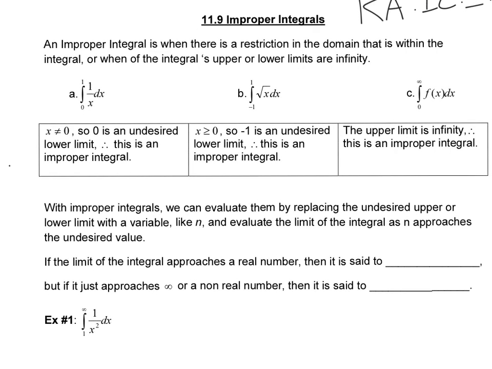So we can evaluate them by replacing the undesired limit, upper or lower limit, so here was infinity, here was -1, here was 0, with a variable like n, and then we can evaluate the limit of the integral as n approaches the undesired value. I'll explain how to do that in a second. And so we're going to have two situations. If the limit of the integral approaches a real number, then it is said to converge to a real number. And if it just approaches infinity or a non-real number, then it is said to diverge. Okay? So just some basic vocabulary there.